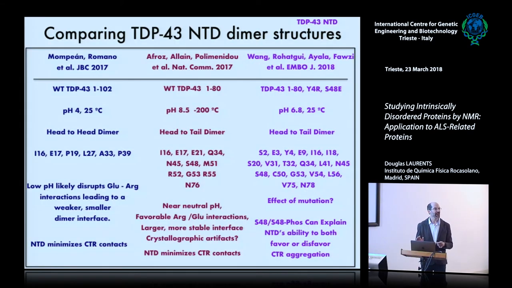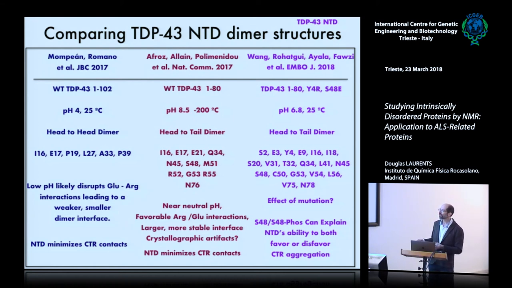So if we could compare these latest results from our collaboration, we found that at low pH, you have a head-to-head dimer, which is stabilized by hydrophobic residues. But at low pH, we're disrupting those attractive electrostatic interactions that would give rise to a larger interface, which was solved by the X-ray group headed by Alain and Palimendiu.